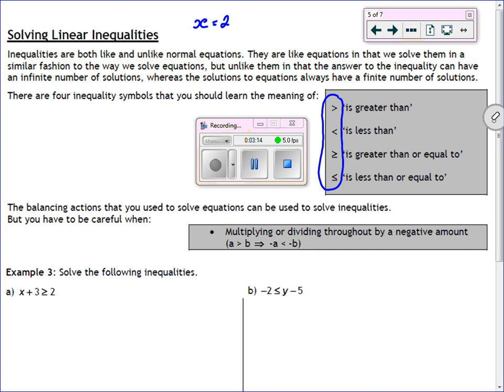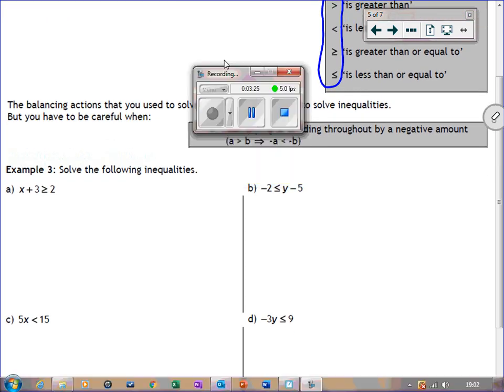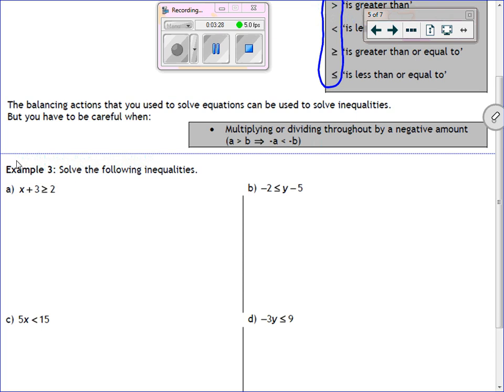When you go to solve an inequality, then you should use the exact same method that you're used to when solving a normal equation. So let's take a look at example 3 here. Example 3 says, solve the inequalities. The first one we've got here is x plus 3 is greater than or equal to 2. So we solve it in the exact same way. Change side, change sign. So x is going to be greater than or equal to 2 minus 3. Which means that x is greater than or equal to minus 1.